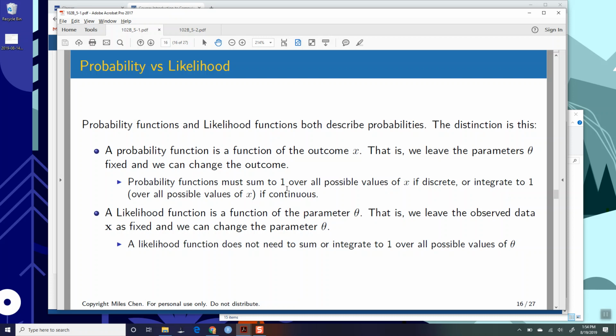A likelihood function is basically the same function. It's going to look the same, except the thing that we are changing is the theta. We are changing the parameter of the function. We are not changing the outcome. We treat the outcome, the data that we've observed, as fixed. The data is fixed, the x is fixed, and we change the parameter theta.